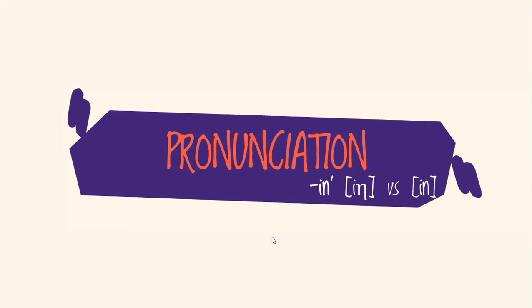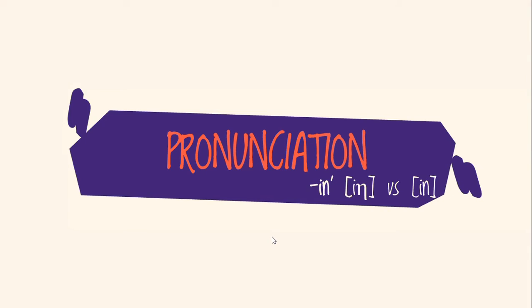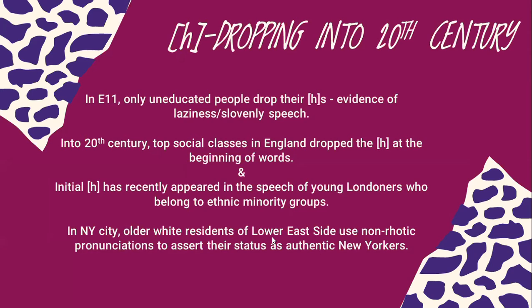Okay, so we move on to pronunciation, in versus ing. Can you go to page 156, figure 6.5? If you look at the figure, this is Reading and New York. Where is Reading? Reading is in England, in the UK. New York is in the US.